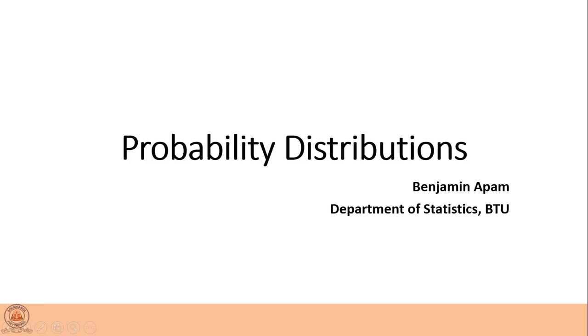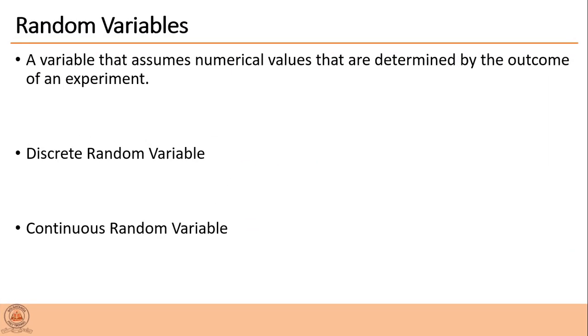Let's look at probability distributions. Before we can have a better understanding of the probability distribution, we need to understand what a random variable is. By way of definition, a random variable assumes numerical values that are determined by the outcome of an experiment. We often summarize the outcome from a random experiment by simple numbers.